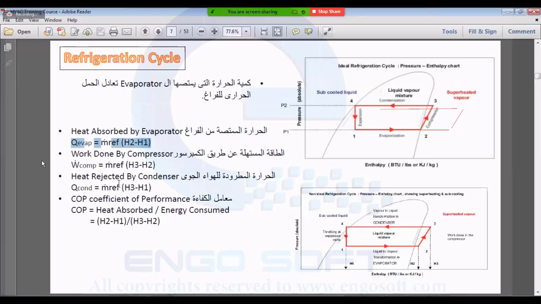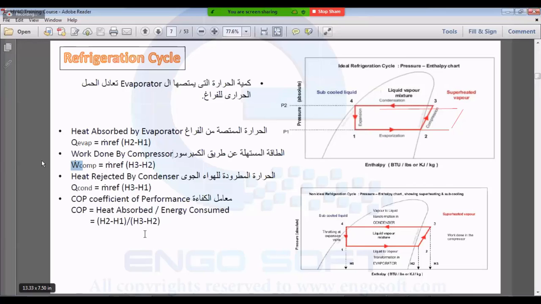So heat absorbed is the Q evaporator, from this equation, over the work by the compressor. Since the mass of refrigerant is the same in both equations, by dividing this equation over this equation, we reach the conclusion that the coefficient of performance is H2 minus H1 over H3 minus H2.